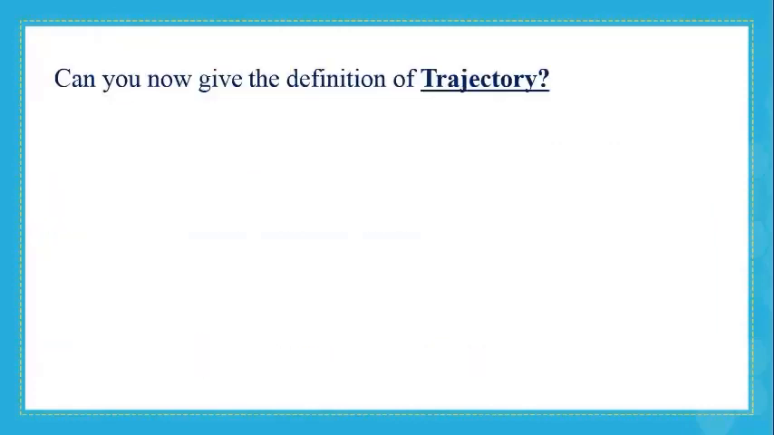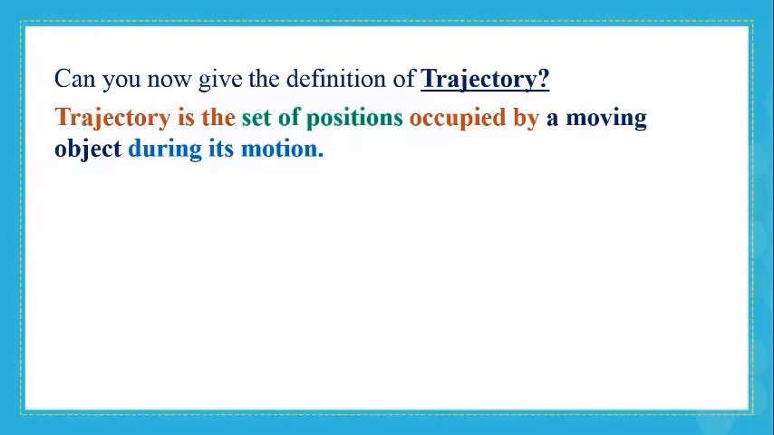Can you now give the definition of trajectory? Trajectory is the set or group of positions occupied by a moving object during its motion. The ball is falling down. While falling, it will be occupying different positions. When we join these positions together, a trajectory is obtained.